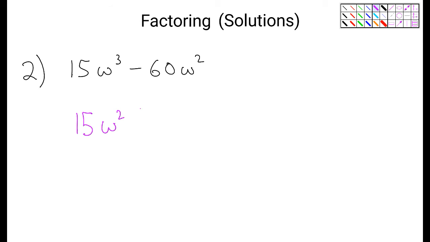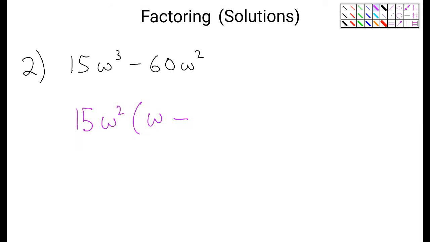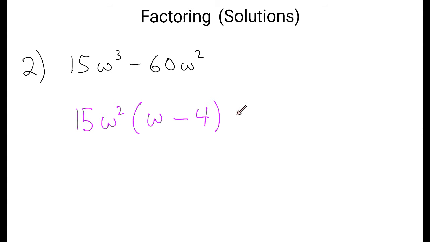Now I'm ready to go. What times 15w squared gives me 15w cubed? Well, that's just w, minus what term times 15w squared gives me 60w squared? That's just 4. And that's it. We're done. You can't factor that into anything simpler than that.